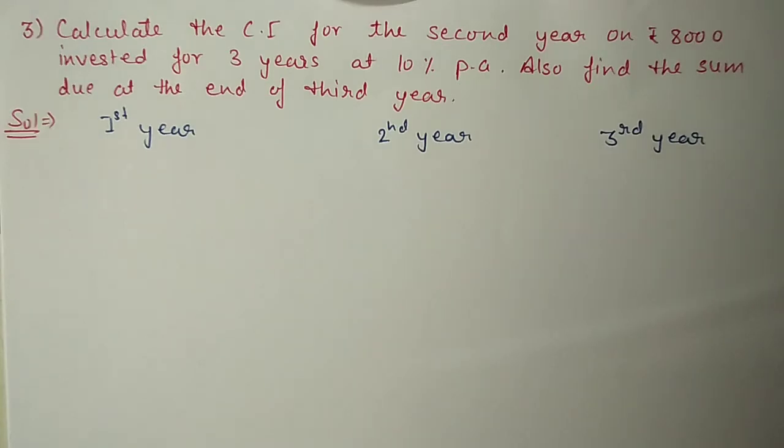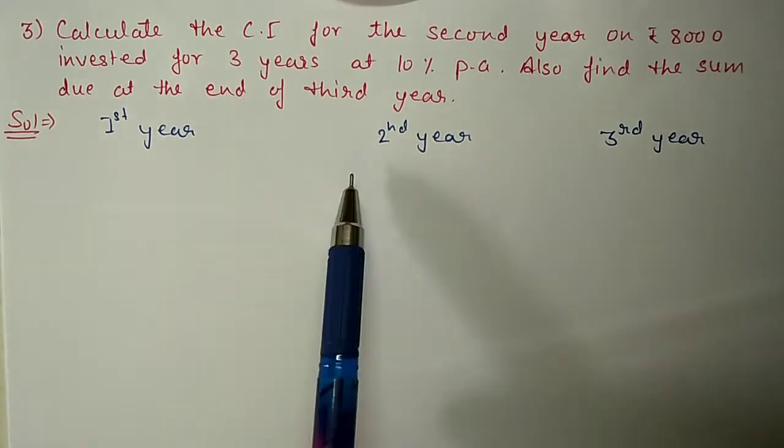Next, question number 3. Calculate the compound interest for the second year on 8,000 rupees invested for 3 years at 10% per annum. Also find the sum due at the end of the third year. So this amount is invested for 3 years, which means we have to do the calculation 3 times.